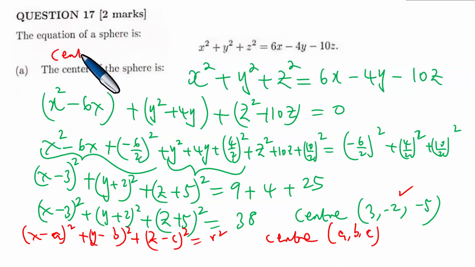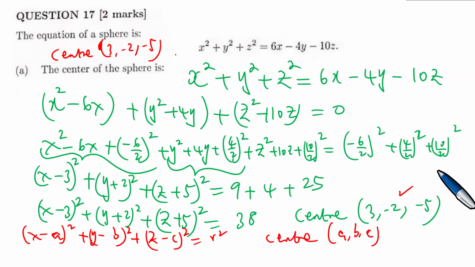So what is the center? The center is 3, negative 2, negative 5, like so. And this is the answer. Any question on this? Right, so this is, okay, no question.